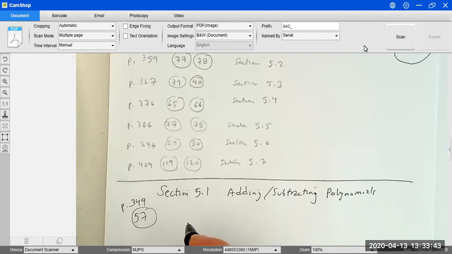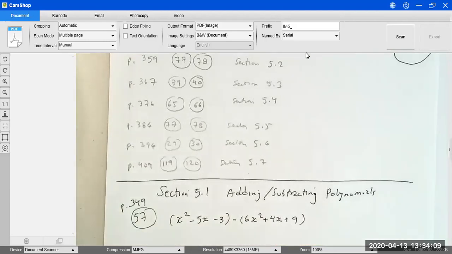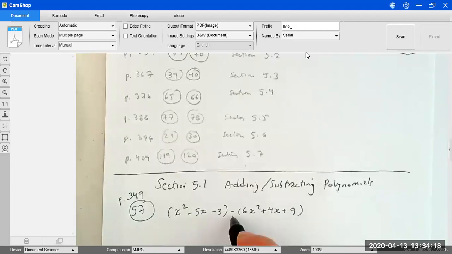So we have x squared minus 5x minus 3 minus 6x squared plus 4x plus 9. So that's my first problem. So the first thing that we do is we need to break this parenthesis. We need to remove the parenthesis. To do that, we need to apply the distributive property. In this case, we're going to apply the distributive property to distribute this negative sign across this polynomial.